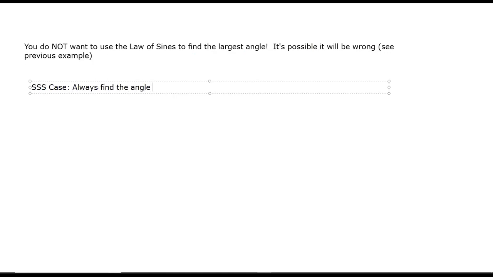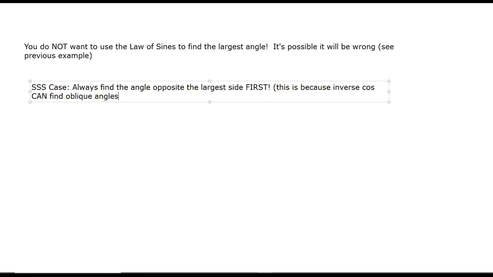Always find the angle opposite the largest side first. This is because inverse cosine can find oblique angles. Inverse cosine is defined in quadrants 1 and 2. It goes from 0 to 180. So inverse cosine is all encompassing. That's actually the miracle worker, it will always get it right. But the formula is a lot wackier. It's a lot more complicated. So we don't want to have to use that over and over and over. It's a pain, trust me. We only want to have to use that once.